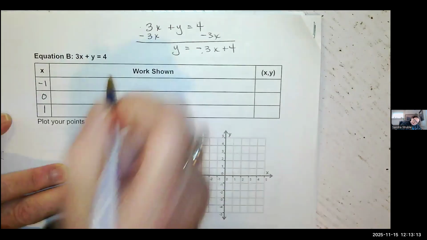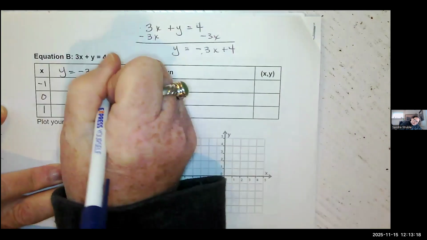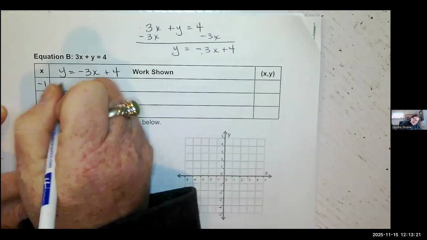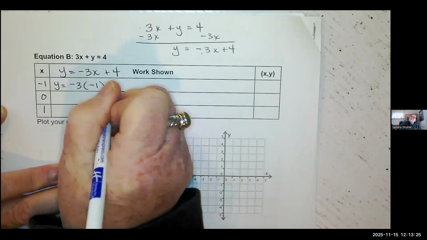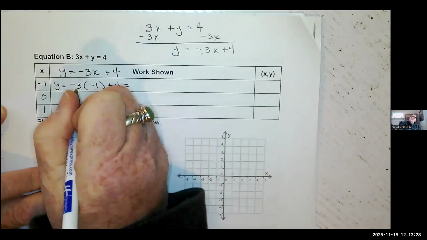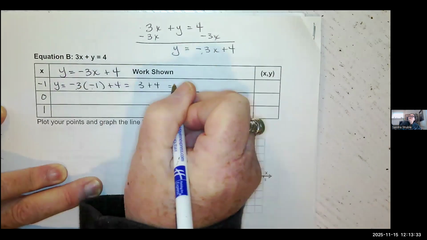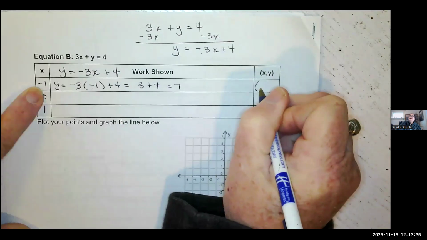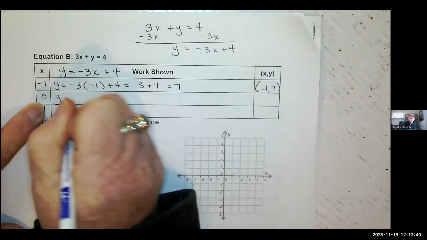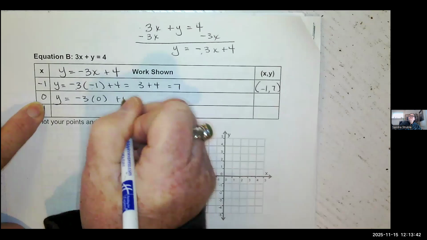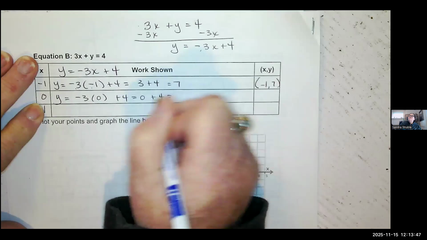So we're going to use y equals -3x plus 4. Y equals -3, where my x is, I'm placing -1, plus 4. Negative times a negative is a positive. 3 times 1 is 3, plus 4 is 7. So my ordered pair is -1, 7. The next one is y equals -3 times 0 plus 4. Anything times 0 is 0. Bring over the 4. 0 plus 4 is 4. So my ordered pair is 0, 4.